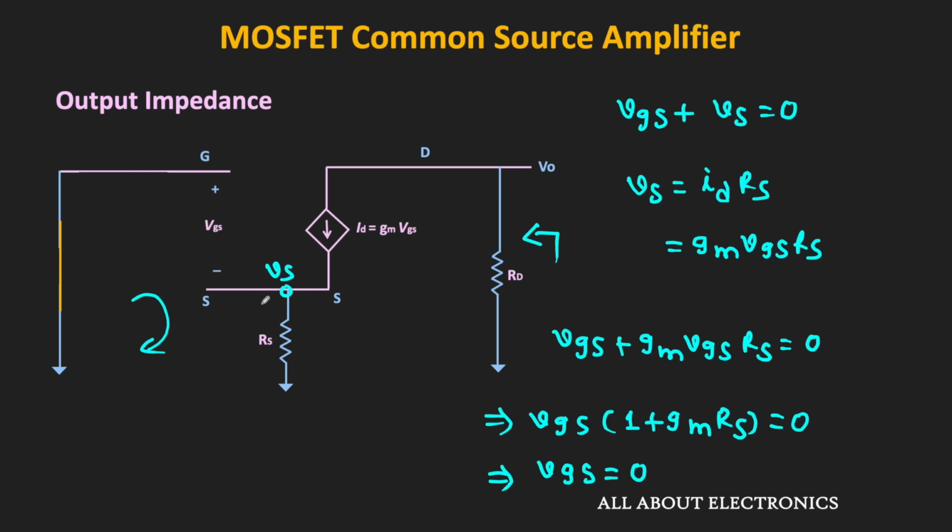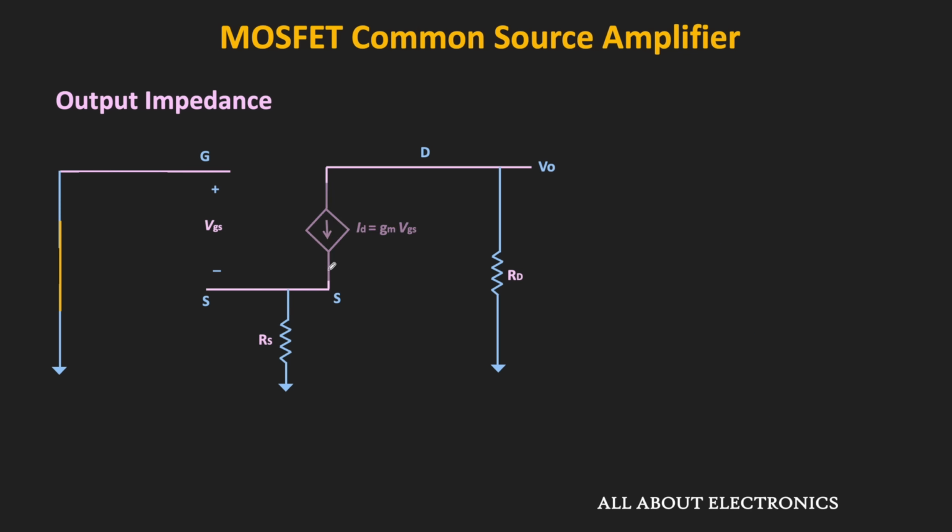And since the voltage VGS is equal to 0, this dependent current source will act as an open circuit. And in this case, the Thevenin's equivalent impedance, which is seen through the output side, or Zout, is equal to RD. That means in this case also, the output impedance is equal to RD. So in this way, we found the expression of the input and the output impedance as well as the voltage gain for this common source amplifier when the source resistor is also present.